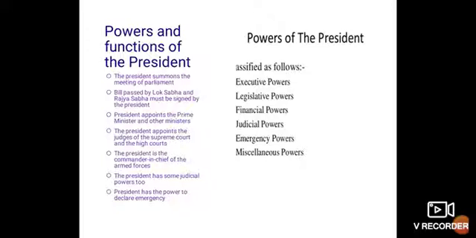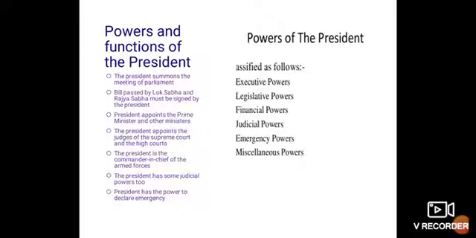Next, the president appoints the prime minister and other ministers on the recommendation of the prime minister. As we know, after general elections, the majority party which wins the seats in the Lok Sabha, from that party only one member is elected as prime minister. So the president has the right to appoint him, and the president appoints the council of ministers and other ministers on the recommendation and advice of the prime minister. Then after that, the president appoints the judges of the Supreme Court and the high courts. The president also appoints the governors of states, chief election commissioner, and other important officers.